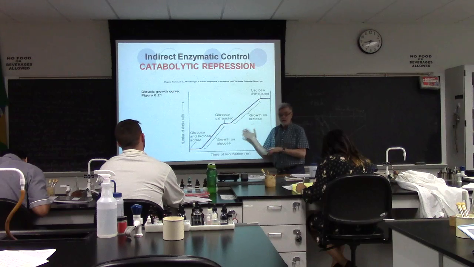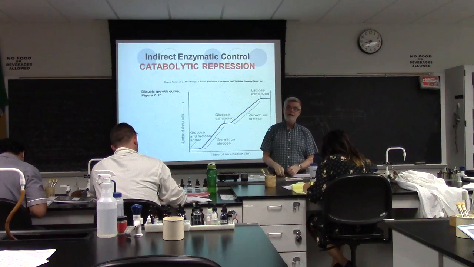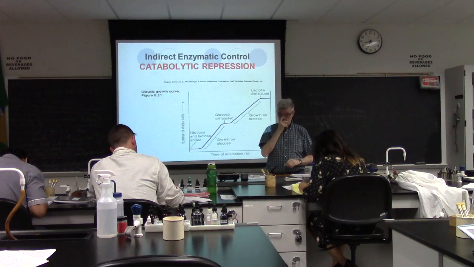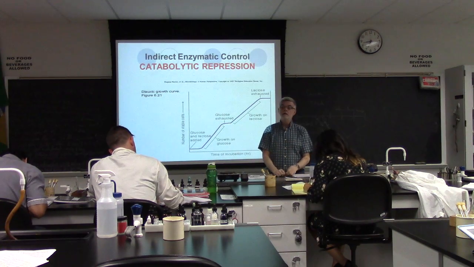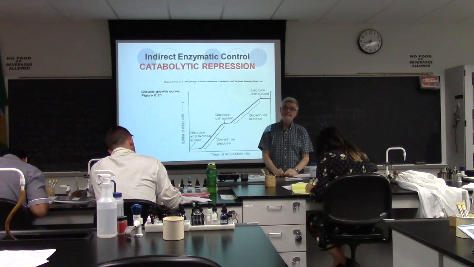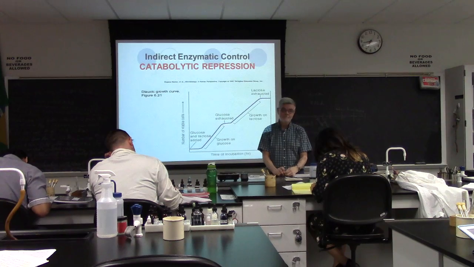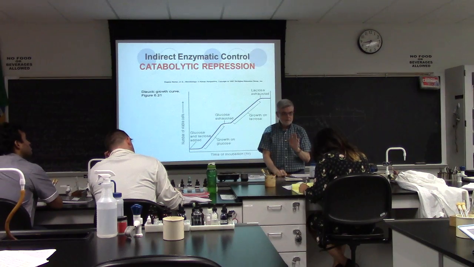So, catabolic repression is the control of the permeability of the plasma membrane. And the plasma membrane is not permeable to an inducible substrate until the constitutive substrate is gone. It, just like a door shut, says no lactose in, there's plenty of glucose.